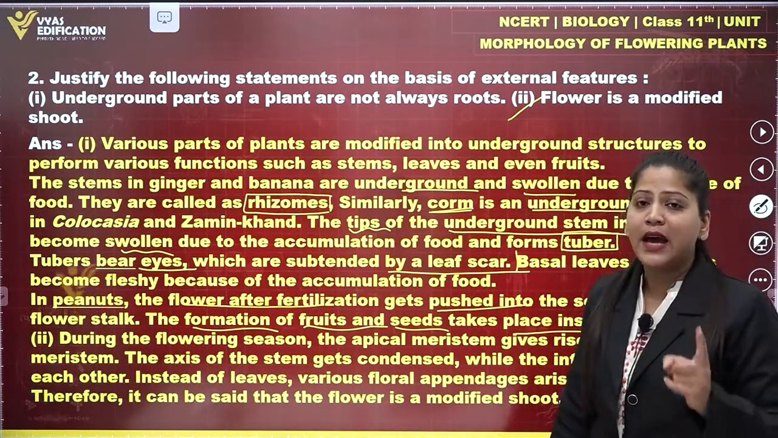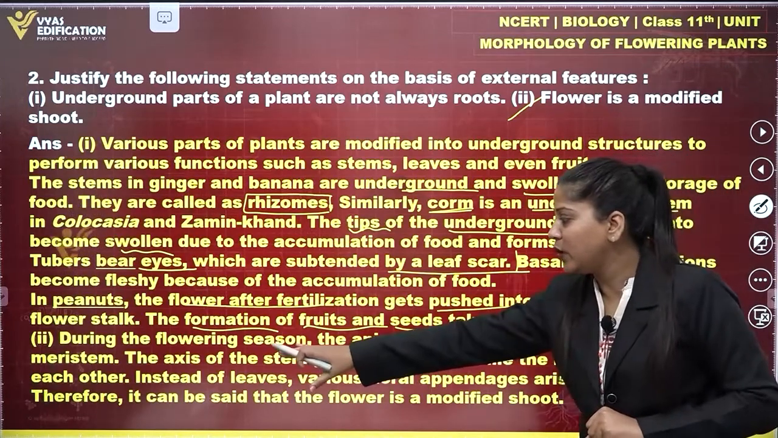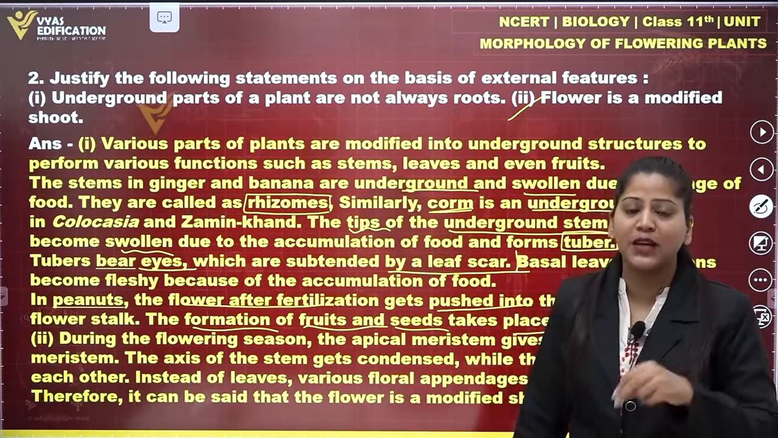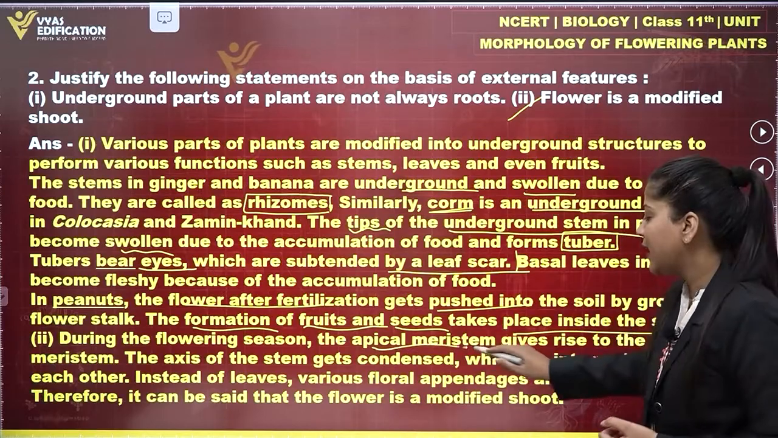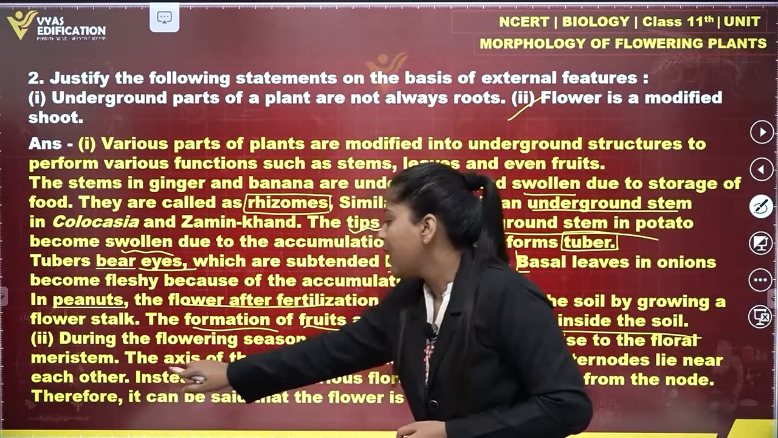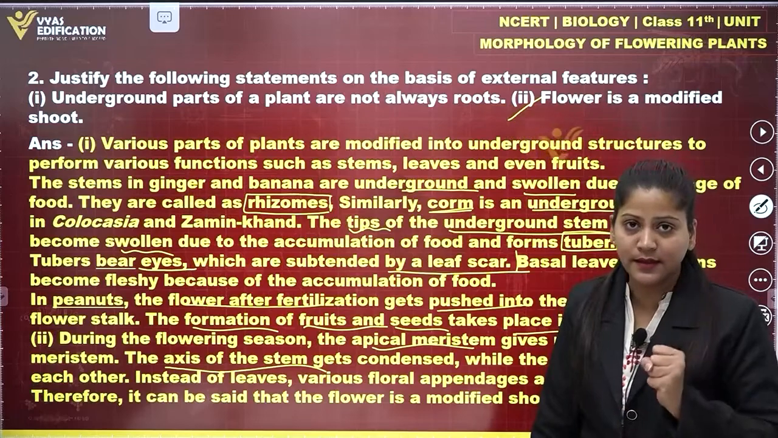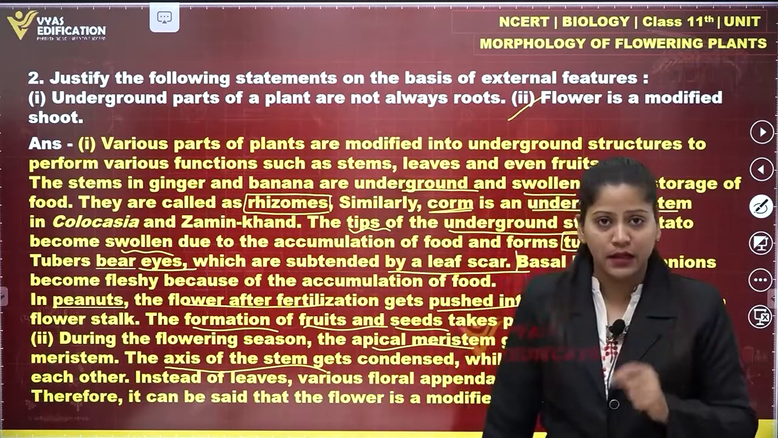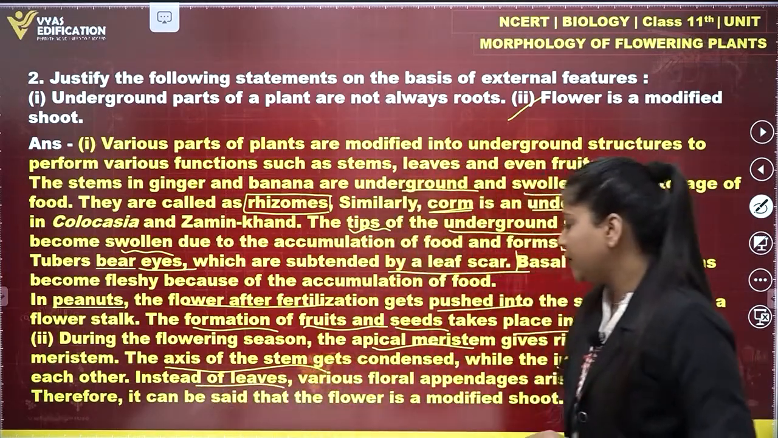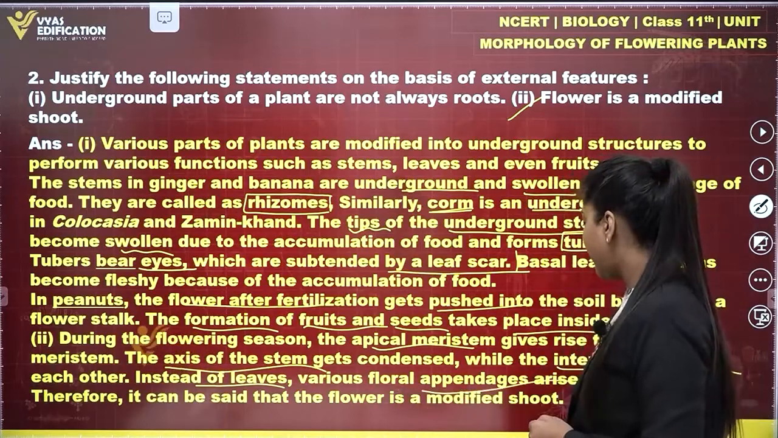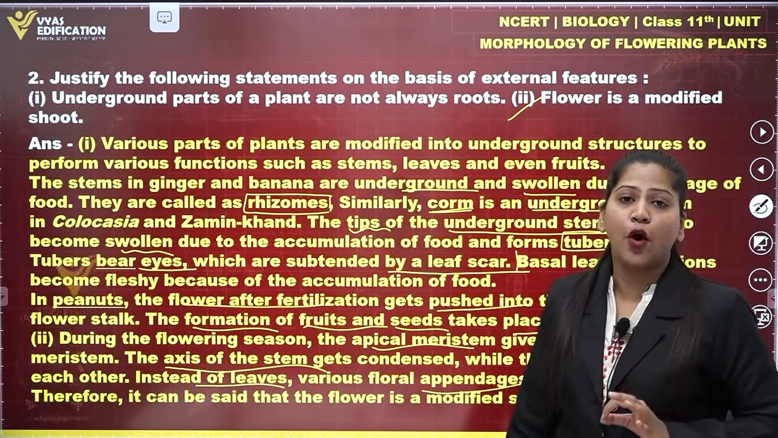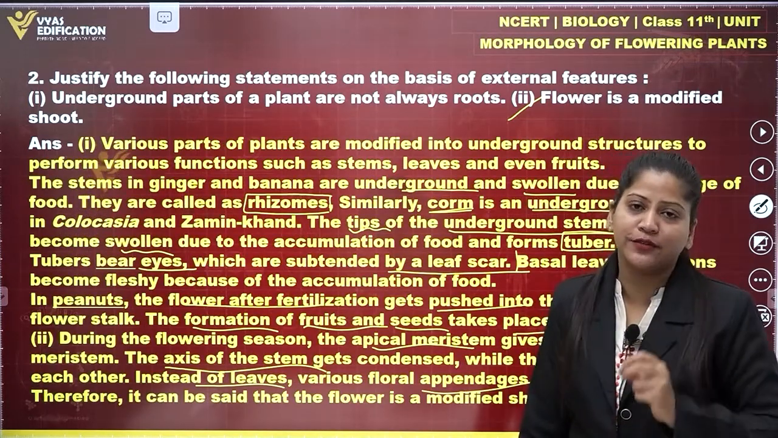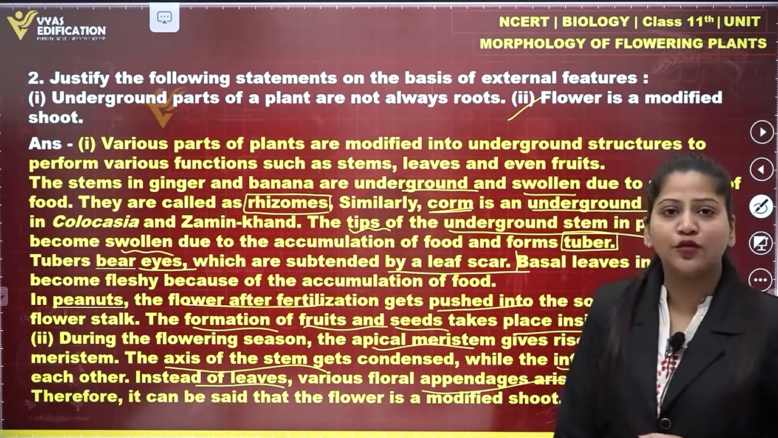If we want the answer for the second statement, that flower is a modified shoot, then we have a written answer for that too. During the flowering season, we know that the apical meristem gives rise to floral meristem. The axis of the stem gets condensed and the internodes lie near each other. Instead of leaves, various kinds of floral appendages arise from the nodes. Therefore, we can call it a modified shoot. Hence, it is proved that flower is a modified shoot. So, this is a complete solution of question number 2.